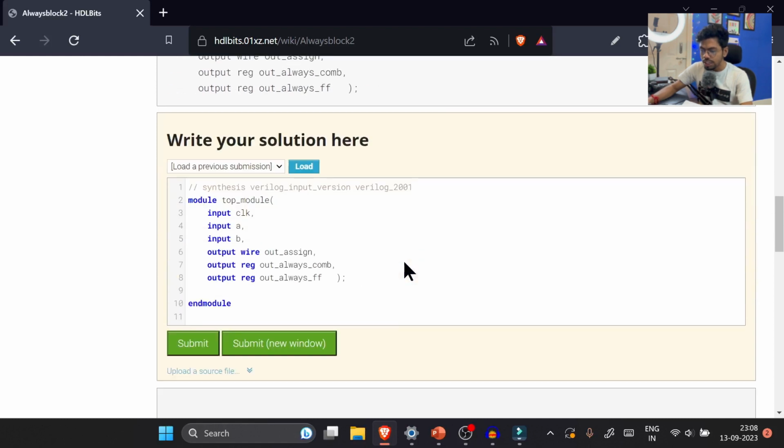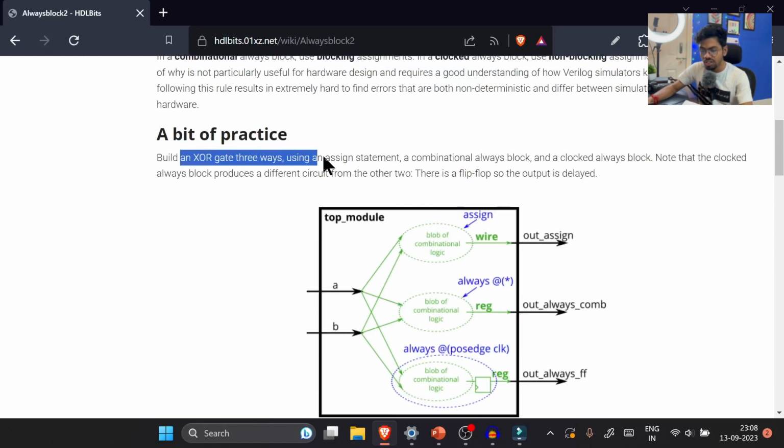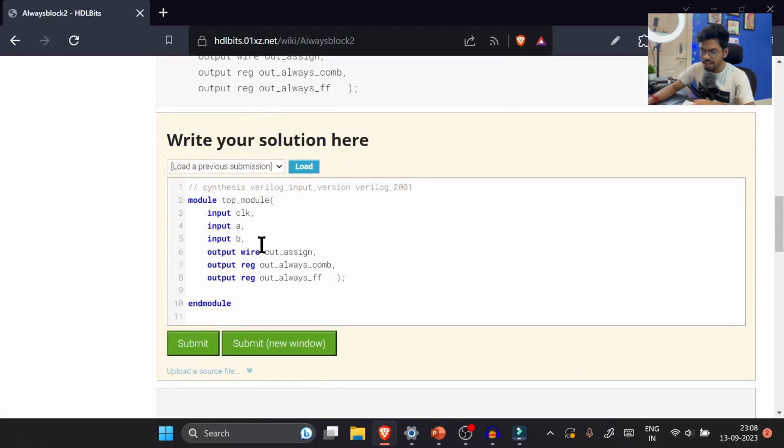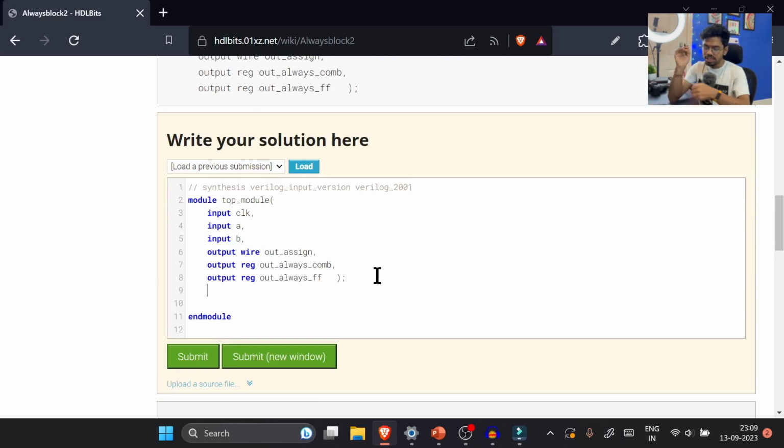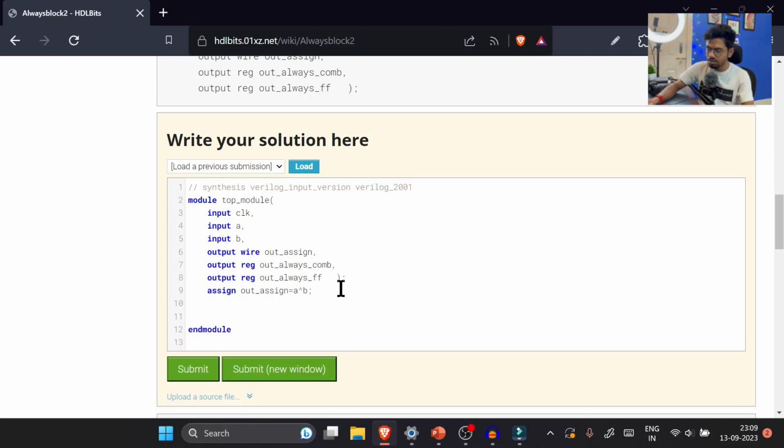In our practice, what we need to do is build a 3-way XOR gate. We know the 3 assignment statements, so we need to use those. Let us try it out. First, let's try the assign statement, which we know for sure, and I'll write assign. Now tell me which type we should use with assign. Wire only, right? If I use reg, I'll get some issue, so I'll use this one. And we know what our XOR is. It is the bitwise XOR, because it is 1 bit only, so this is XOR.